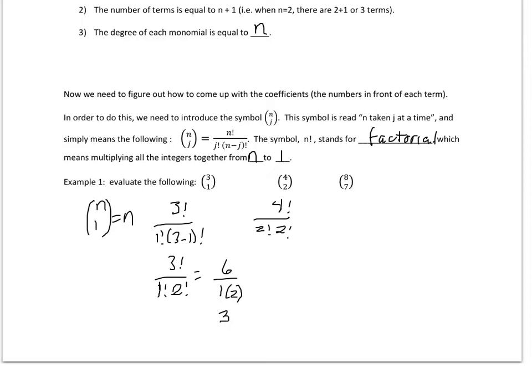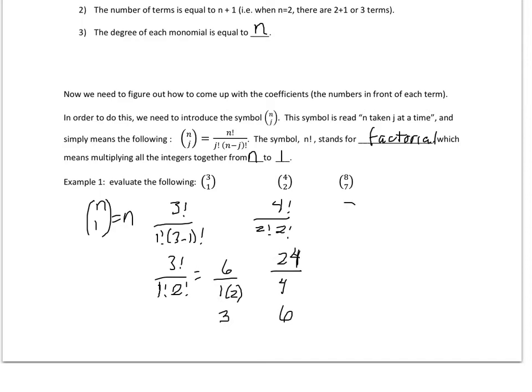Yeah, 4 times 3 is 12, times 2 is 24, times 1 is 24. So that is 24 over, what's 2 factorial? 2, and 2 times 2 is 4, so we wind up with 6. Okay. All right, now we have 8 choose 7.